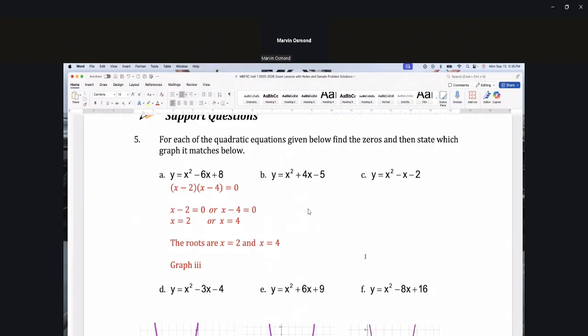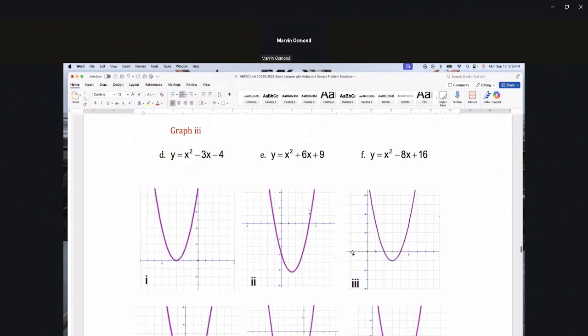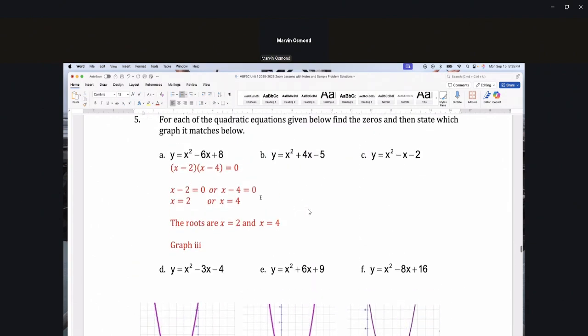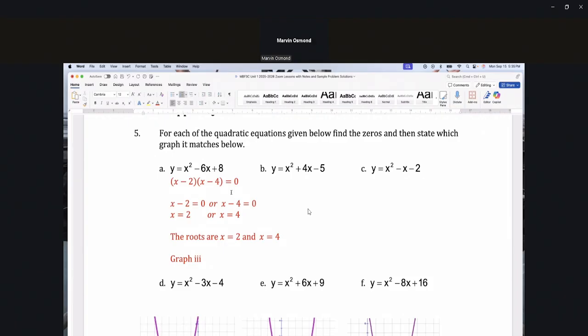And they're all in what we call the y-intercept format. So they're all trinomials. And what you have to do, you have to factor each of the trinomials to find the zeros, or another word for zeros is x-intercepts. So find the x-intercepts. And once you find the x-intercepts, you have to decide which one of these six graphs represents that equation. So I've done the first one for you to get you started.